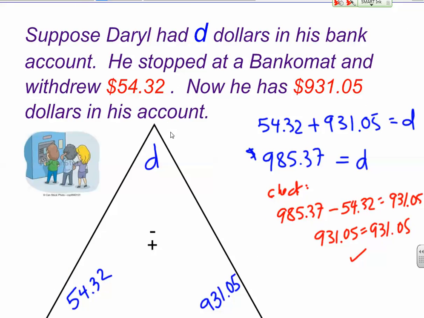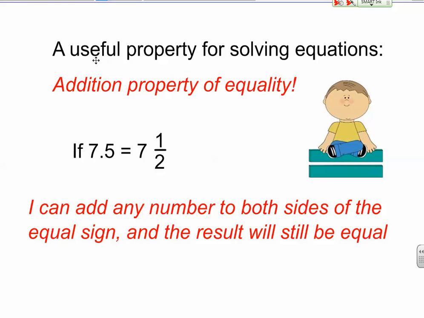Daryl had D dollars, and he withdrew this much, and now he has this much. So to find out how much money he has, I add these together to get D. I show my check by subtracting that, minus my withdrawal, and get my balance, and yes, it checks. So this is just reviewing.